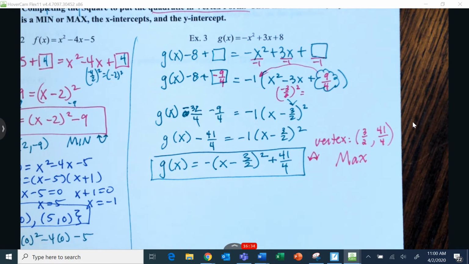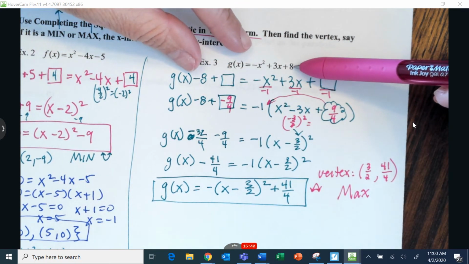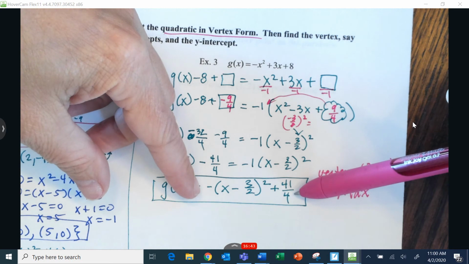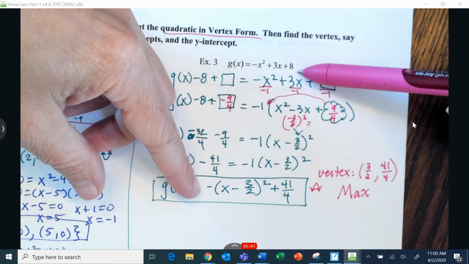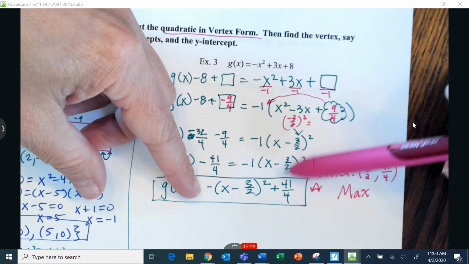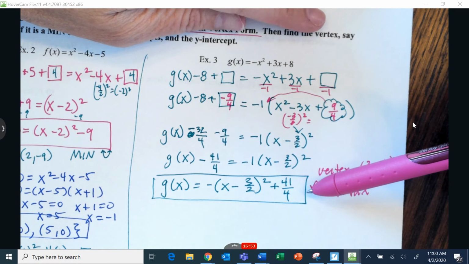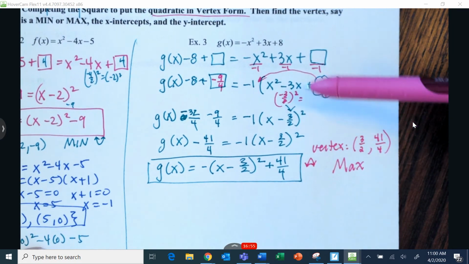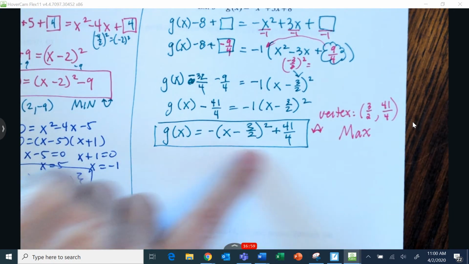What's next? X-intercepts. If you want to use this one, we're going to use quadratic formula, or if we use this one, we're going to use square roots. I'm just going to go off of this one here. You're more than welcome to try quadratic formula and see that you get the exact same answer if you know that that's the formula that you're going to use over complete the square. That's totally fine with me. Just pause the video and make sure that you get the same answer. I'm going to use this one here.